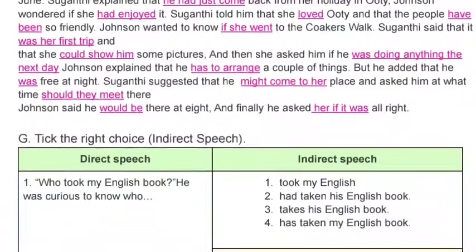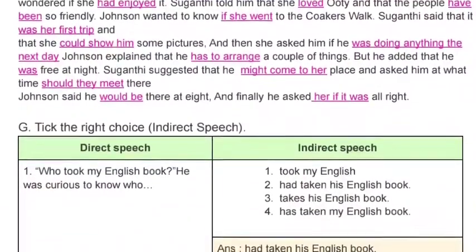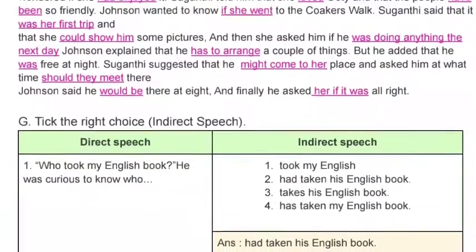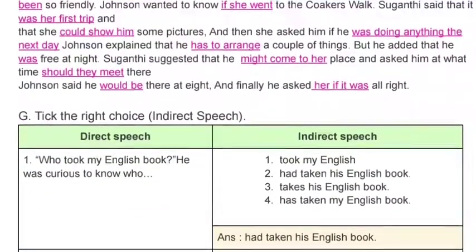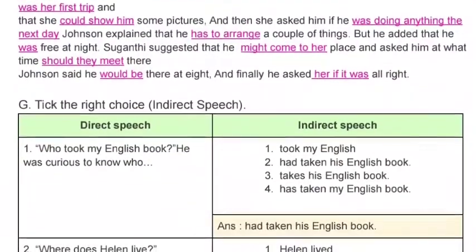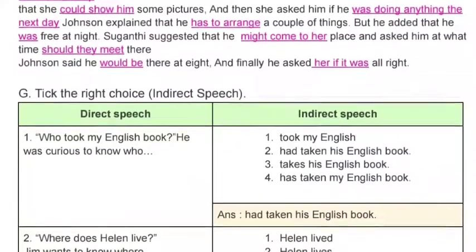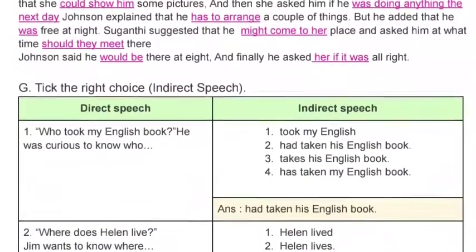Suganthi said that it was her first trip and that she could show him some pictures, and then she asked him if he was doing anything the next day. Johnson explained that he had to arrange a couple of things. But he added that he was free at night. Suganthi suggested that he might come to her place and asked him at what time they should meet there. Johnson said he would be there at 8, and finally he asked her if it was all right.